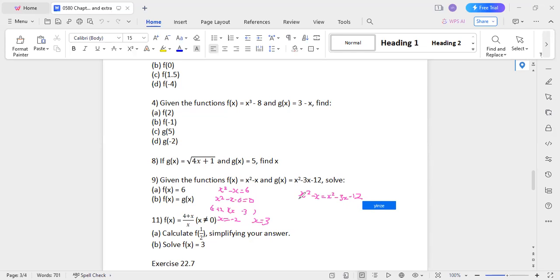Notice here we can cut out both the x. And then 2x, so move the 3x to the other side. So 2x is negative 12.